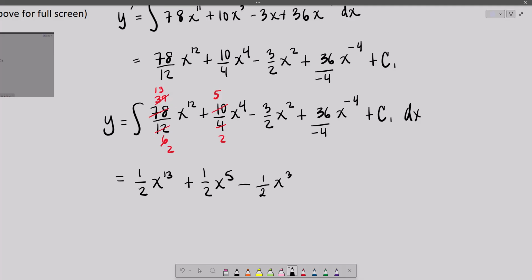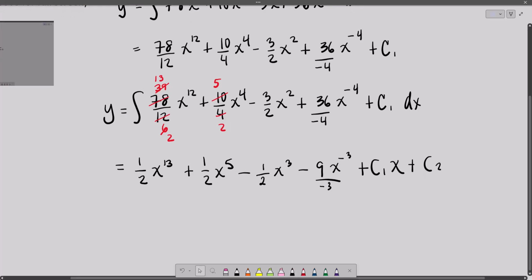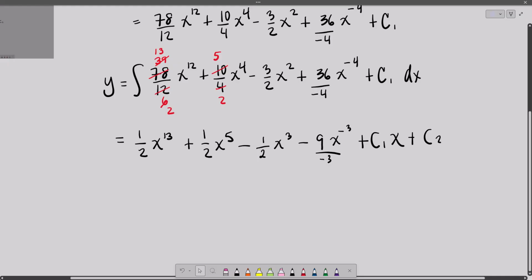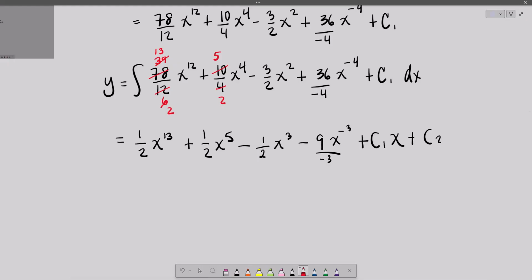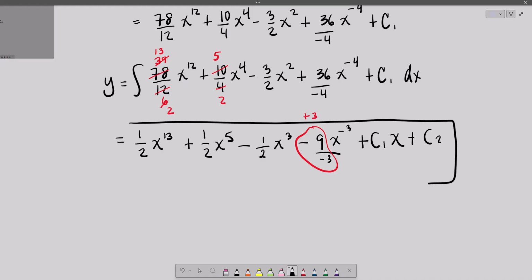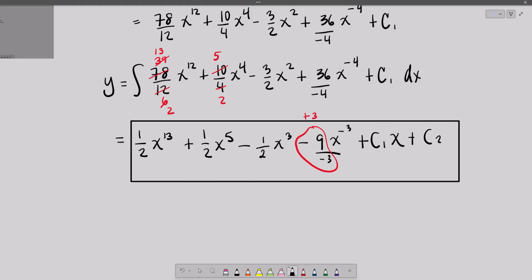Here we have -9. So -9. We add 1 to the exponent, we get x to the -3. We're going to divide by -3. And then plus c1x plus c2. So that's our antiderivative. The only thing we can do is simplify this stuff in here. This will turn into a +3. And that'll be our solution. So that function is the solution to that differential equation. Okay, so we'll stop there.